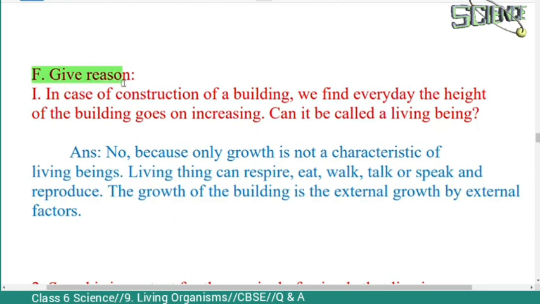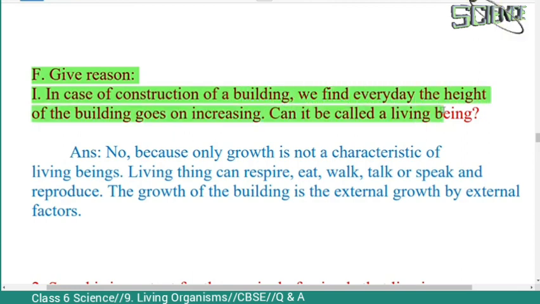Section F, give reason. First question is, in case of construction of a building, we find every day the height of the building goes on increasing. Can it be called a living being? So, in the construction of a building, every day the height of the building is getting increased. So, can we call a building a living being?